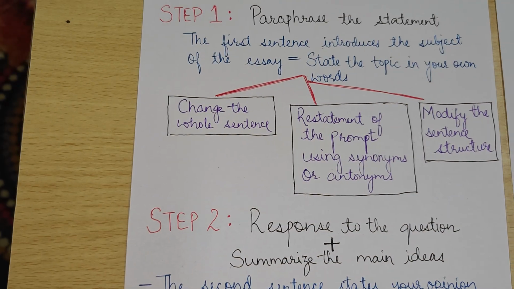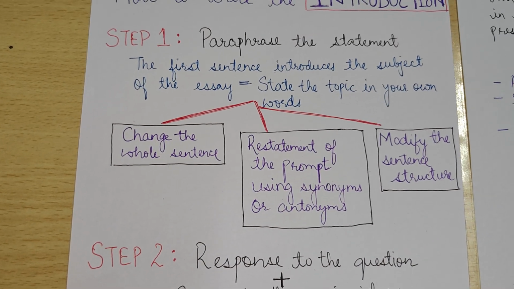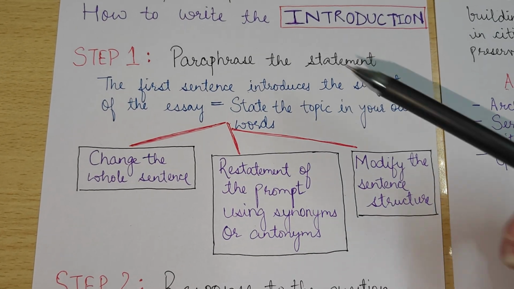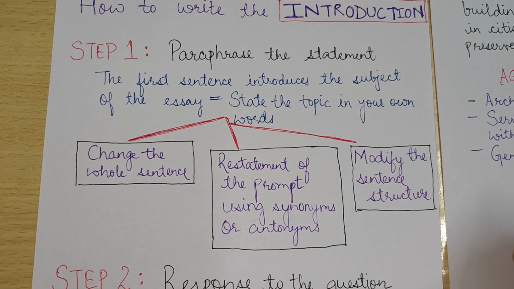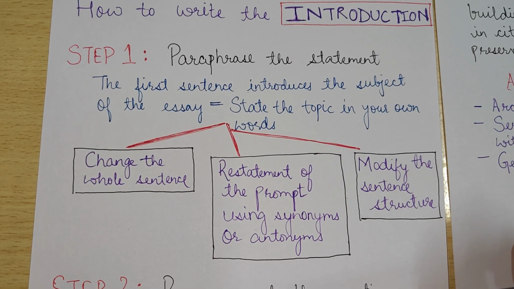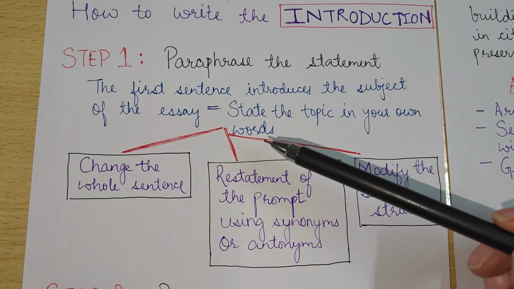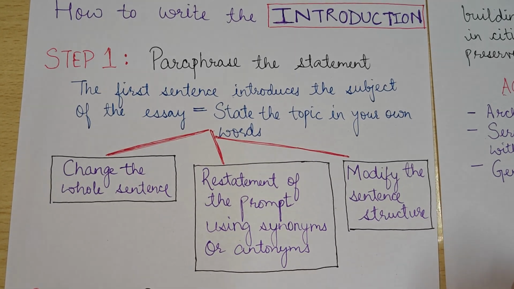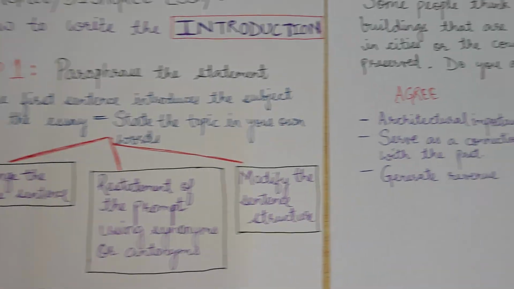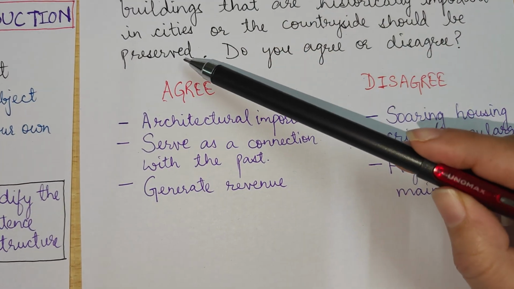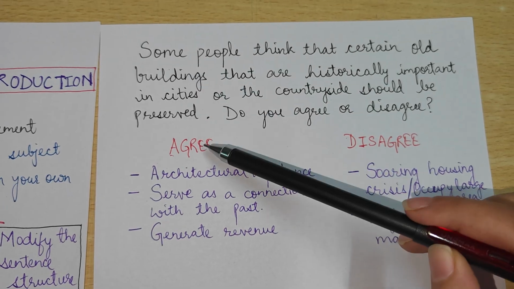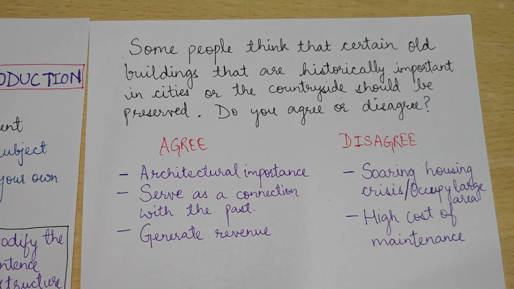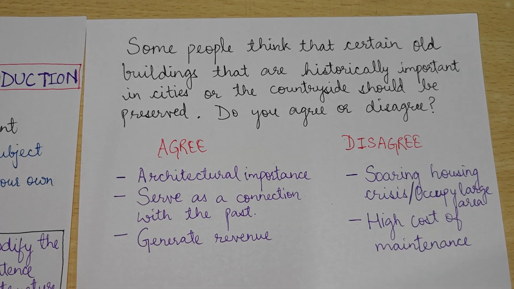First of all, the introduction is divided into two parts. Let's see what step one is. Step one is to paraphrase the statement. The statement means the question, the topic that we have got. The first sentence introduces the subject of the essay, that is, it states the topic in your own words. So what is that sentence? "Some people think that certain old buildings should be preserved" is our topic. We have to write this whole statement in our own words. We cannot copy it as it is.